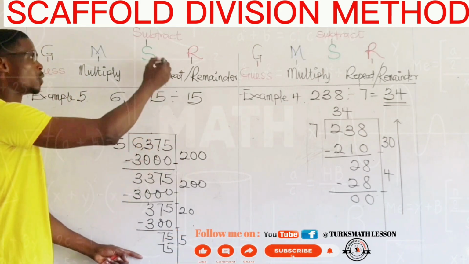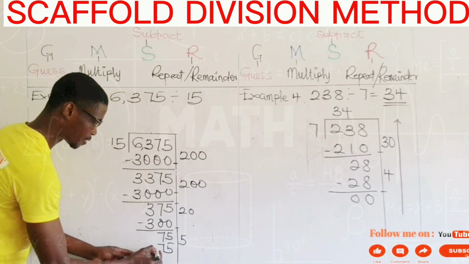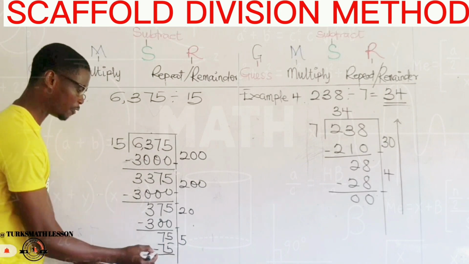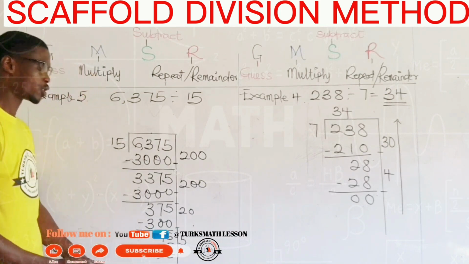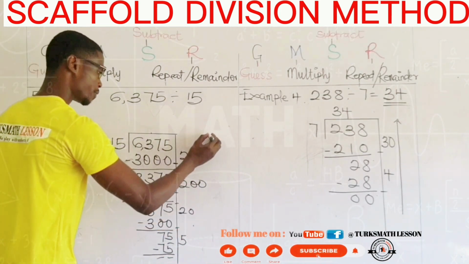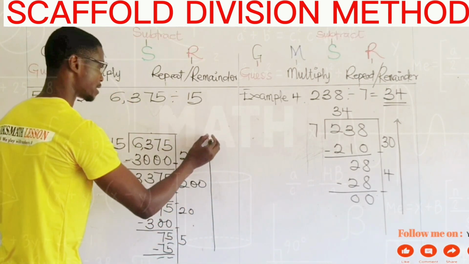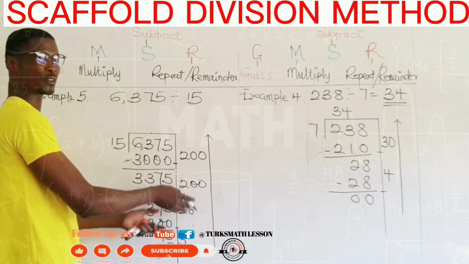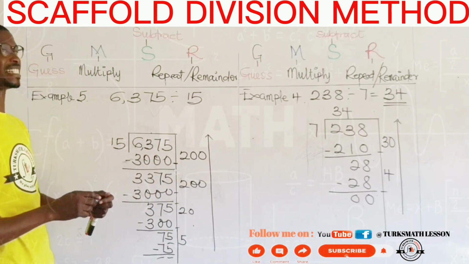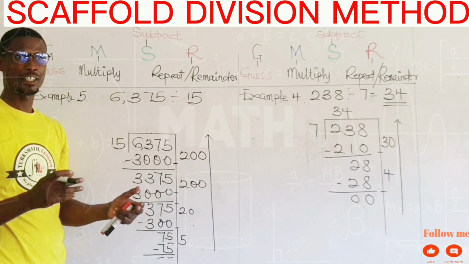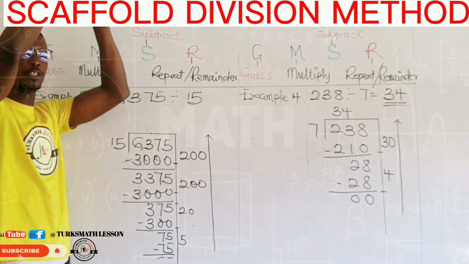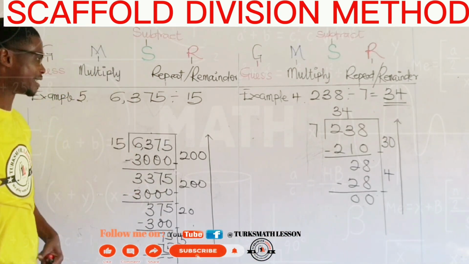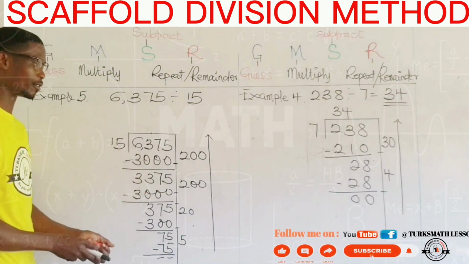Now, the next step is what? Subtract. So when you subtract, you're going to have what? Zero. So what's the next thing you're going to do? You add the guess numbers, from top to down or down to top. You know, the scaffolding is like a ladder. Either you climb up or you come down. Now, let's add.